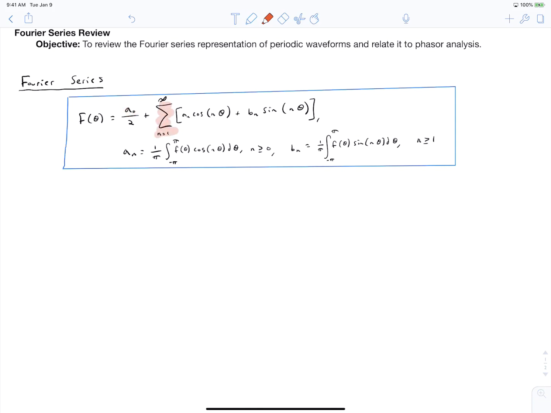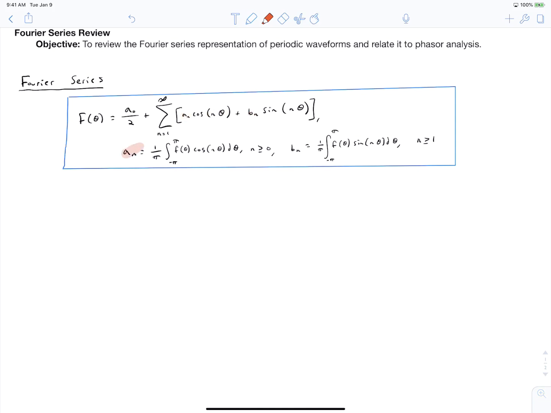Well, in here we've got this summation that shows that we have these terms, A_n and B_n, that are multiplied by cosines and sines of harmonics of theta. Harmonic means that we have integer multiples of theta. So the fundamental period is harmonic 1, n equals 1, where we go by cosine of theta and sine of theta. Whereas if n equals 2, we say that's the second harmonic, n equals 3 is the third harmonic.